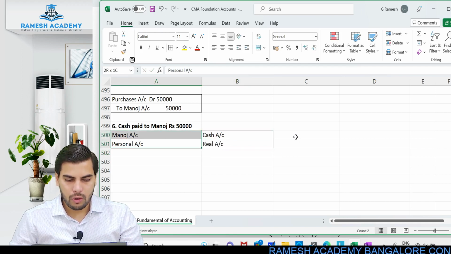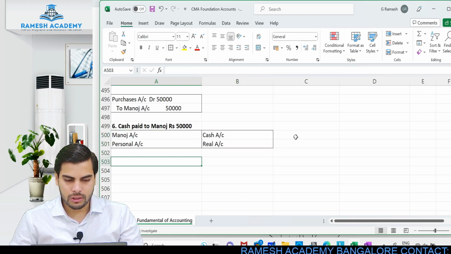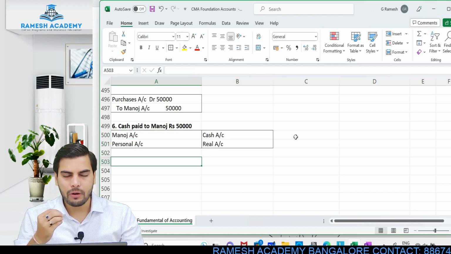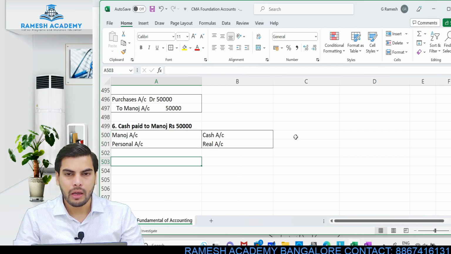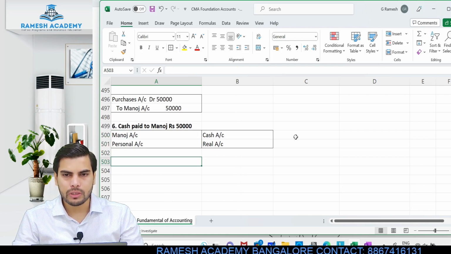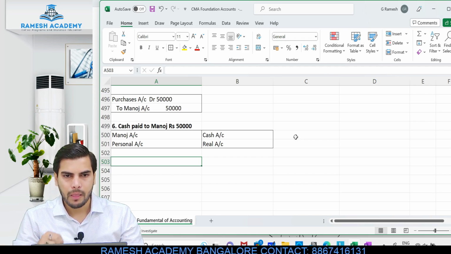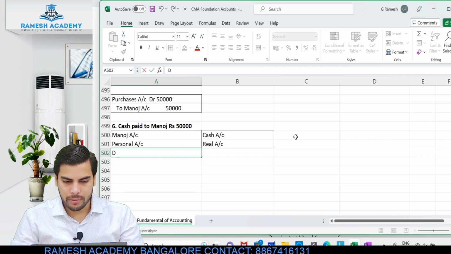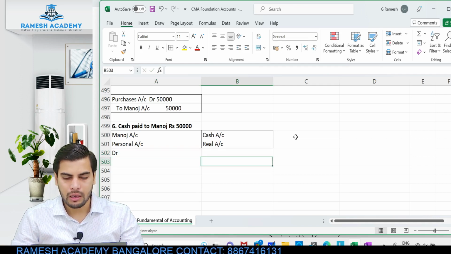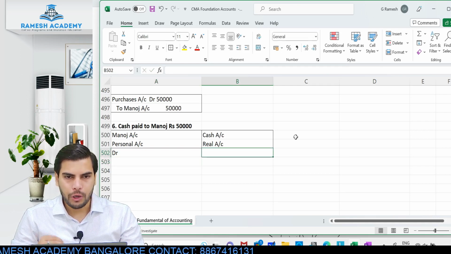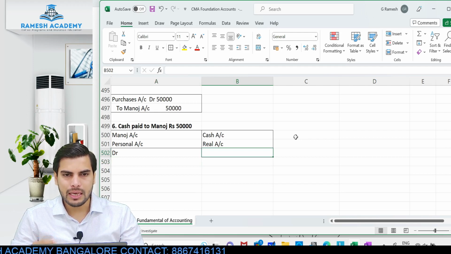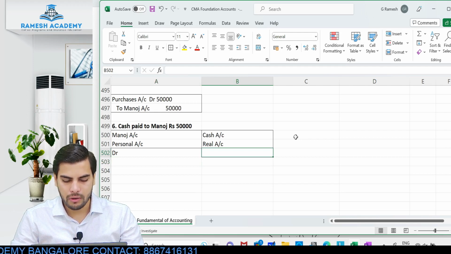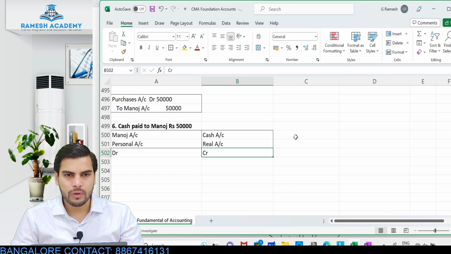All you need to do now is just apply the respective rules. So what is the rule of personal account? Debit the receiver of benefit, credit the giver of benefit. Now when I am giving this 50,000 rupees to Manoj, is he receiving the benefit or is he giving the benefit? Don't you think Manoj will be receiving this benefit of 50,000? So we just need to debit his account, debit the receiver. Okay. And what about cash? When you look from the perspective of the business, is the cash coming into the business or is it going out? It would be going out, right? So we just need to credit this. Credit what goes out.